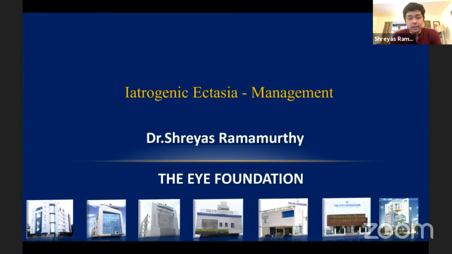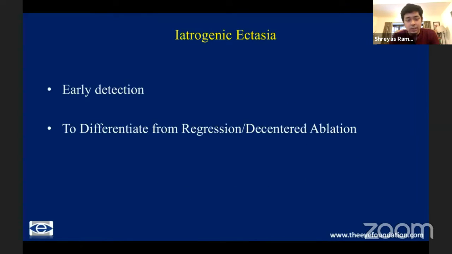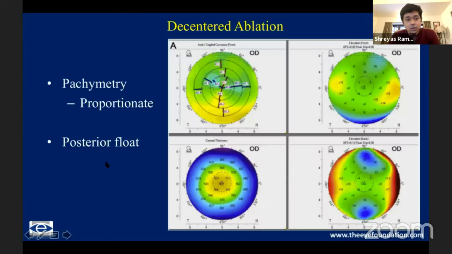So I'll quickly take you all through the various management aspects of iatrogenic ectasia. Before we go into the management itself, one thing we must know in iatrogenic ectasia is that early detection is extremely important. But what's even more important is to differentiate from regression or decentered ablation. So this was a patient who had a regression, mild early IS asymmetry.